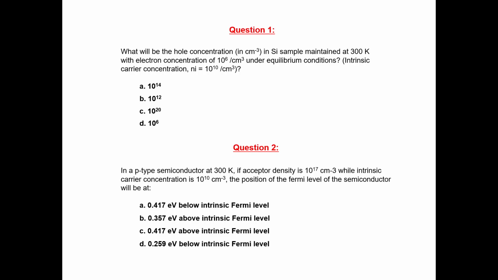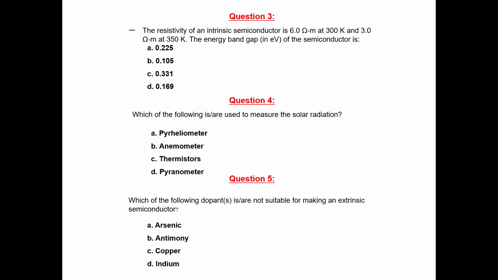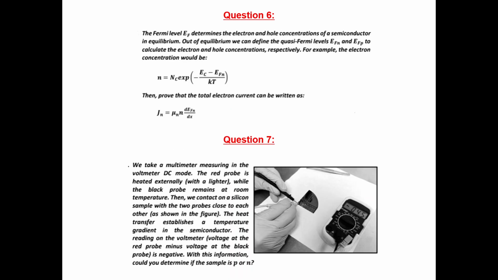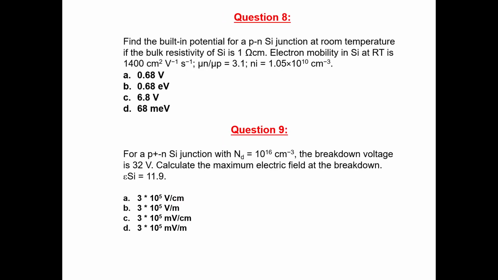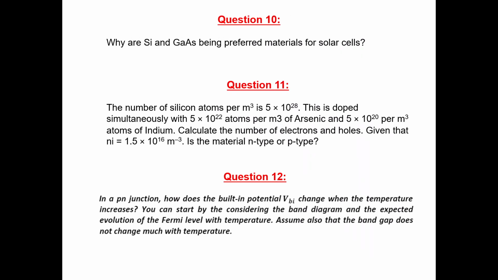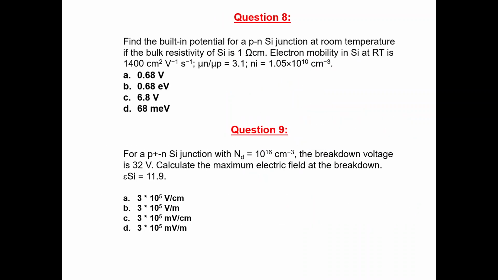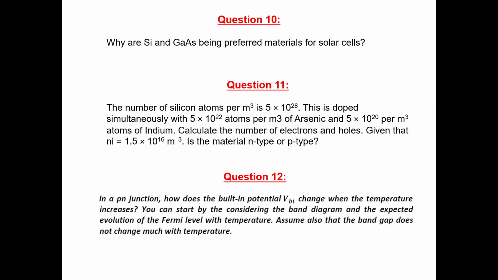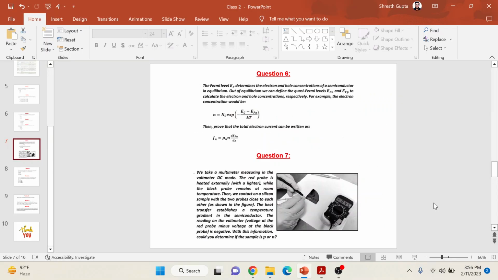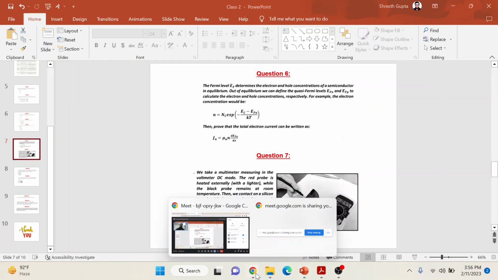In these questions I have tried to calculate the hole concentrations, the position of the Fermi level and the band gap, and some theoretical questions, such as which elements could be suitable for doping. There are some theoretical questions, which are question number 7, question number 10, and 12 also. So let me discuss question number 7 and 10 once more so that you can also understand. Are you there?